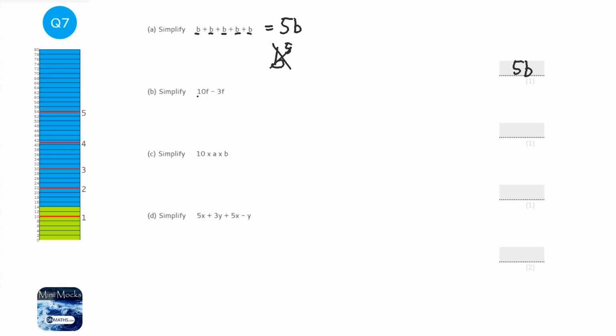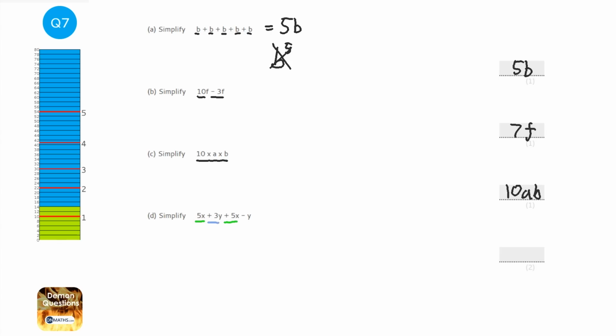Next one is 10 lots of f, and we're taking away 3 lots of the f. Well, how many f have we got left over? Well, 10 lots of it and take away 3 lots of it means we've got 7 lots of it left. When you're simplifying one like this, in algebra we just don't use the times sign, so this is quite a nice easy question, 10ab.